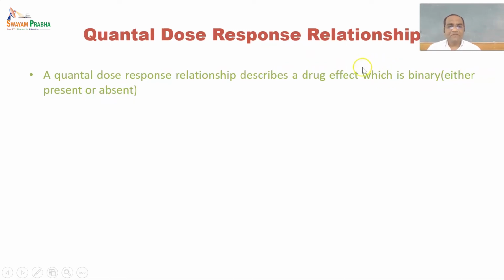The meaning of this is binary. To overcome a limitation of the graded dose response relationship, which is only for an individual candidate, the quantal dose response relationship is binary. It means that it is for a population, or for more than two individuals. It may be either present or absent.